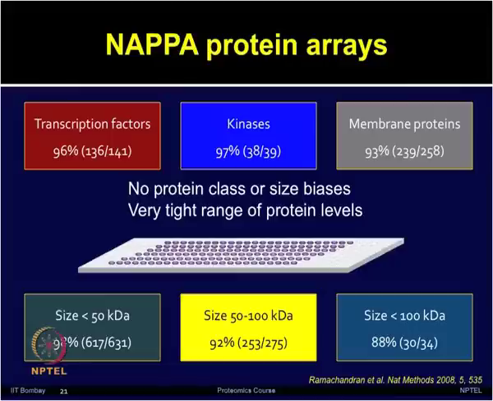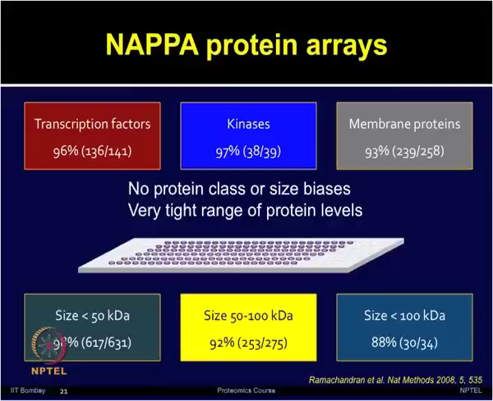For the membrane proteins, 258 proteins were printed on the chip surface, and out of those 239 expressed well, showing 93% efficiency. Similarly, there is no bias for the size of the protein. For example, proteins below 50 kilodalton, or between 50 to 100 kilodalton, or more than that, all of these proteins can be synthesized and expressed well by using NAPPA chemistry.